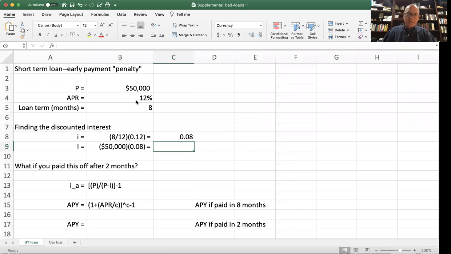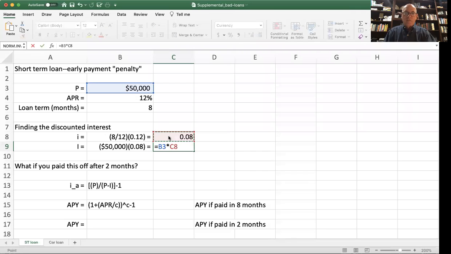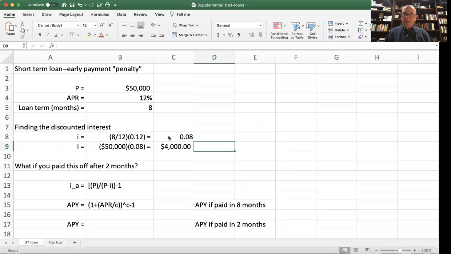We got it. We understand that. So the interest amount, the amount that's discounted, right, that we pay at time zero with a short-term loan model is equal to the 50,000 times the 8%. And that is going to be $4,000 that we pay in total interest on this loan. And remember, we pay it at time zero.